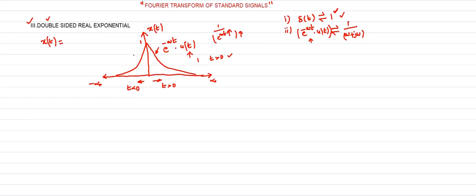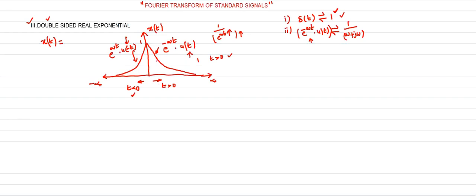Now when it comes to the negative real axis side, how can you represent this signal? It is represented by e power at into u of minus t. And u of minus t is nothing but 1 for t less than 0.